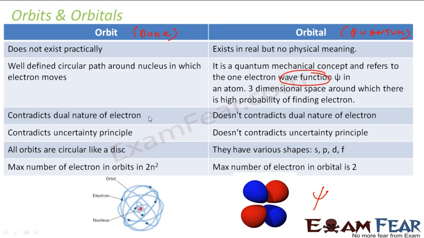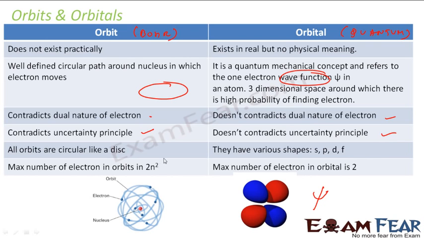The orbit concept contradicts the dual nature of the electron. This doesn't contradict. The orbit concept contradicts the uncertainty principle. This doesn't contradict. All orbits, the theoretical orbits, were like a disk. For example, see the disk space. But the orbitals can have various shapes. s, p, d, f; I will explain the different shapes we have for orbitals in the next few slides.